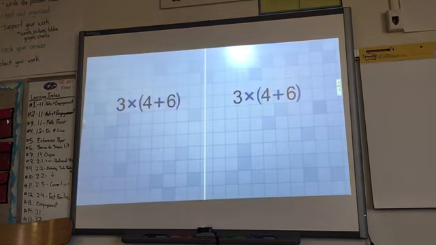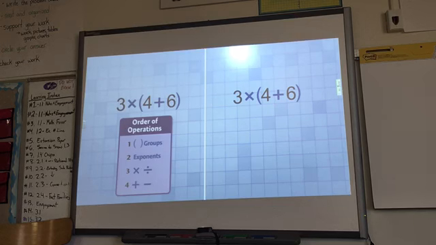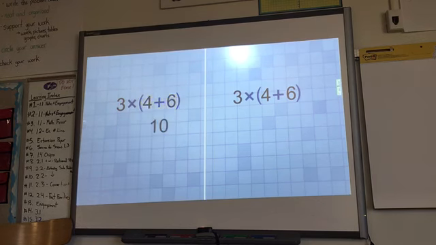So for the first way, our order of operations rules tell us that we need to do any operations inside of groups first. And since these parentheses form a group, we first need to add the 4 and 6, which gives us 10. Next, we can multiply that by 3, which gives us a final answer of 30.